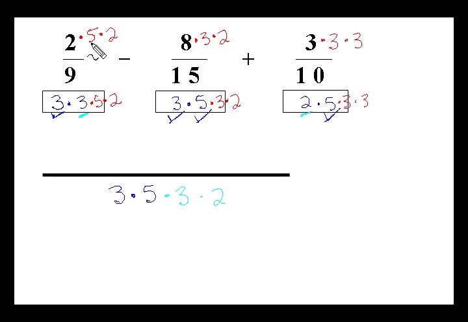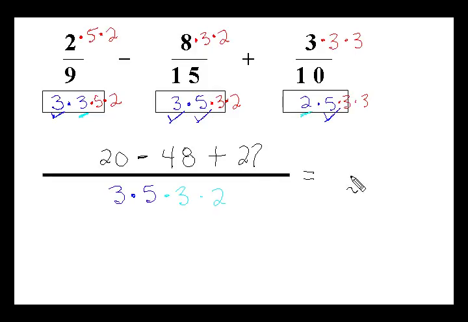So 2 times 5 is 10 times 2 is 20. And then it says to subtract. 8 times 3 is 24. 24 times 2 is 48. And then it says to add. 3 times 3 is 9, times 3 is 27.